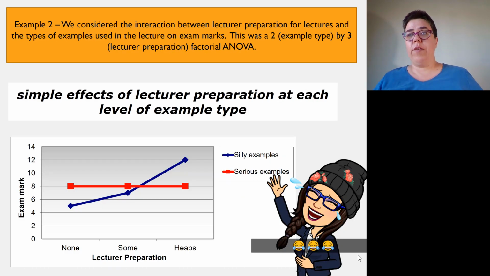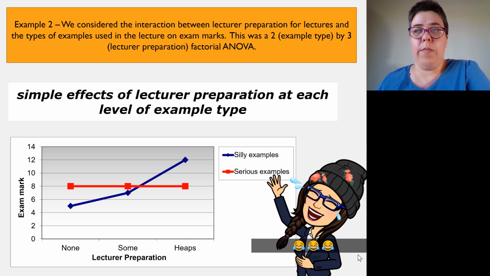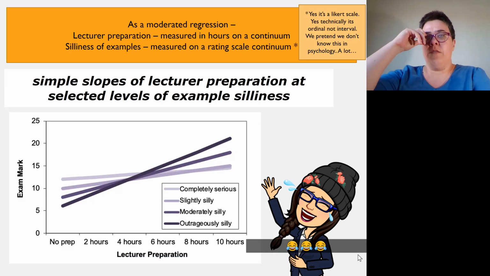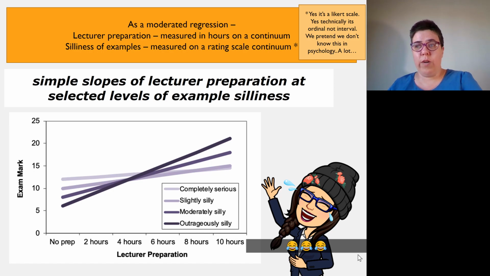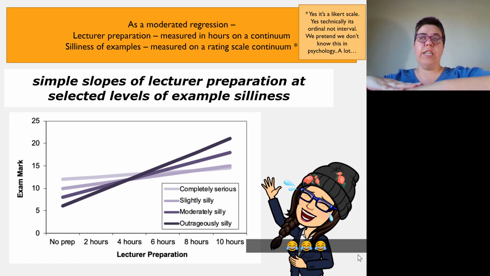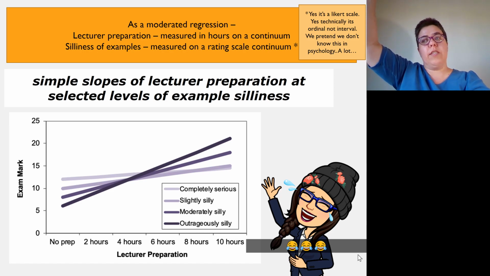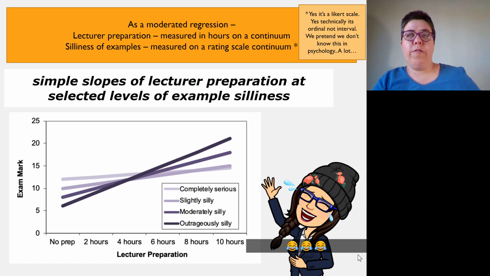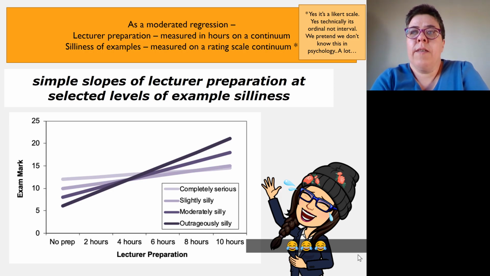Similarly, we previously talked about the silly and serious examples with none, some, and heaps of lecture preparation. These are categorical representations of continuous dimensions, right? So we can have no prep, 2 hours, 4 hours, 6 hours, 8, 10. We can have a continuous measure of lecture preparation. And then we could have a scale which was ridiculous examples to completely serious examples on a scale from -3, very silly, to +3, very serious.